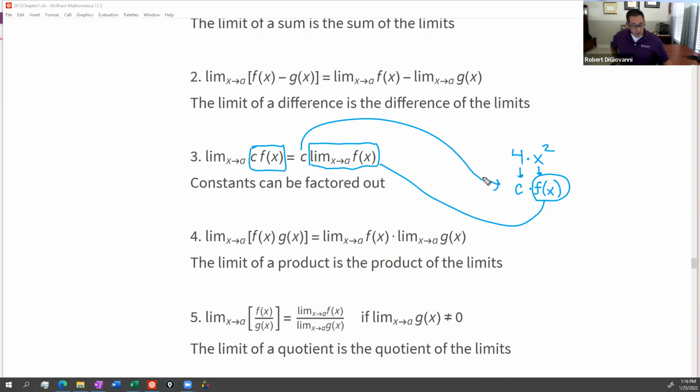The next law deals with when you have multiplication between two functions. And this is a very nice law. It behaves exactly the way you would hope it would behave. If you have two functions being multiplied and you want to know what the limit is, you can look at each function's limit separately and then multiply the two answers.